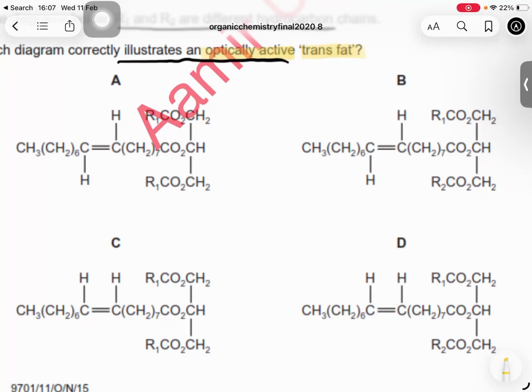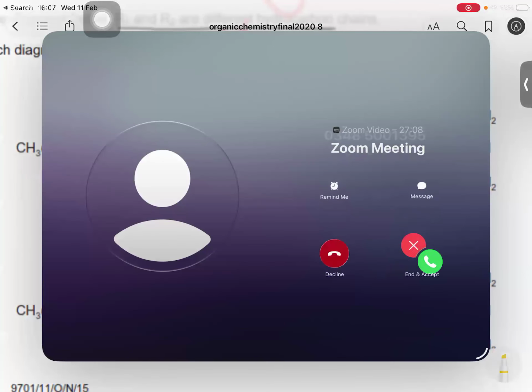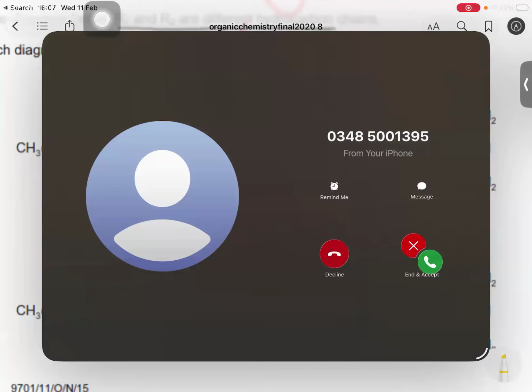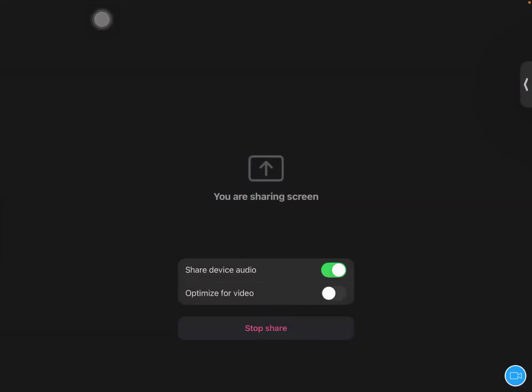Optically active means you have to look for the chiral carbon. Okay, पहले में तो कोई chiral carbon मुझे नजर नहीं आ रहा, कोई chiral carbon नजर नहीं आ रहा. Then what about this? कोई chiral carbon नहीं नजर आ रहा जी.